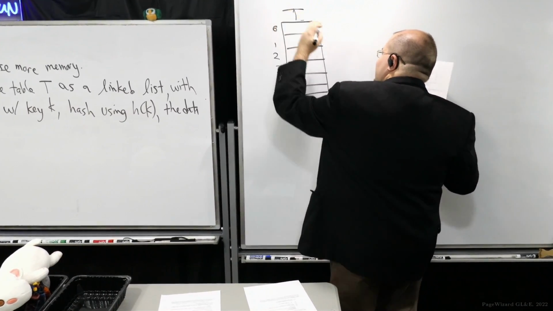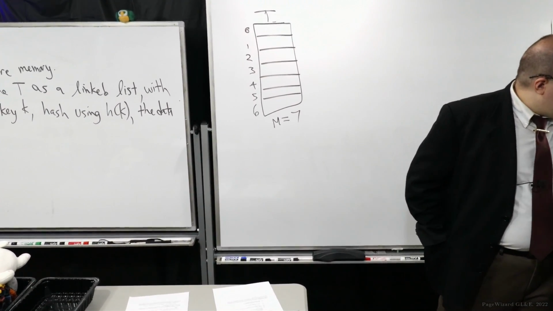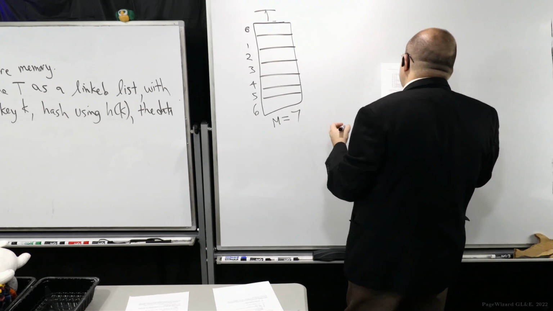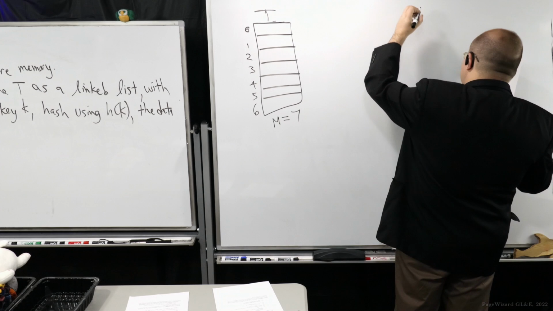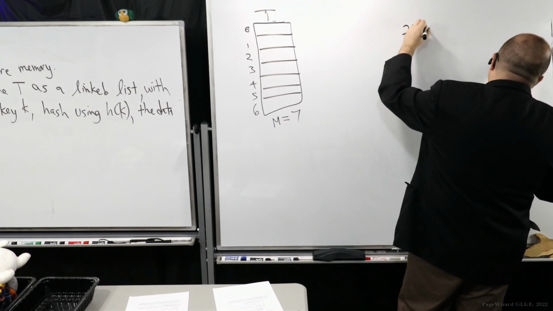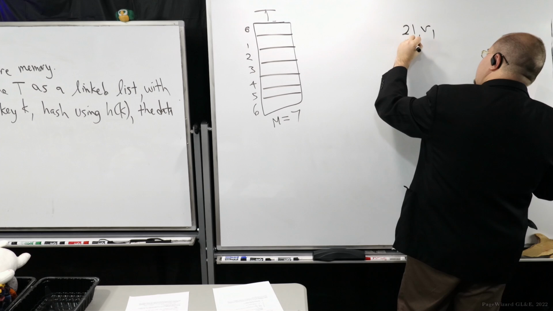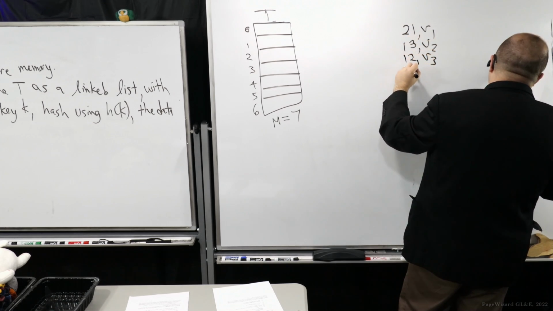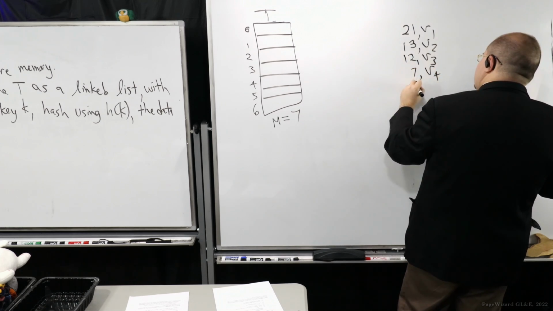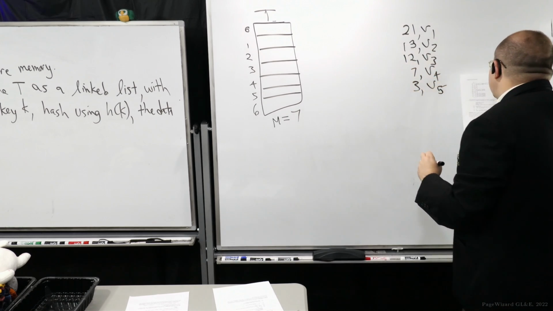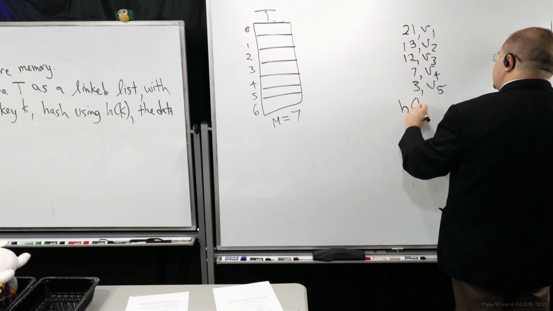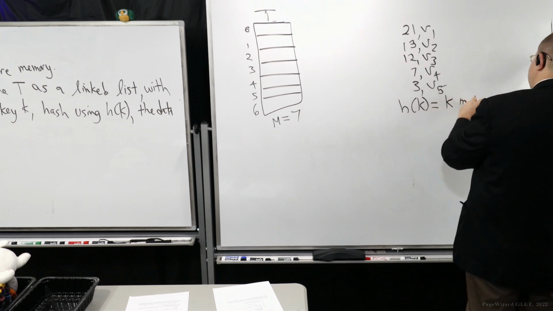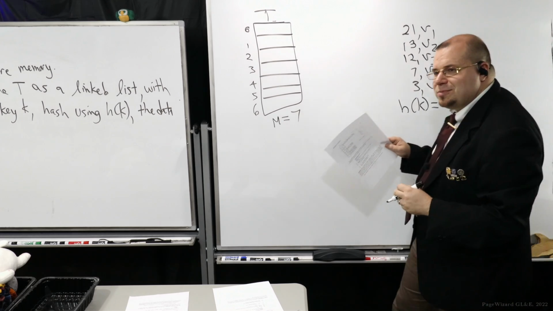Let's say this is my table T. It's going to have 7 slots in it. And suppose that I have the following records: 21 V1, 13 V2, 12 V3, 7 V4, 3 V5. And suppose the hash function is as follows: H of K is K mod 7. Notice that the 7 here matches up with the table size.